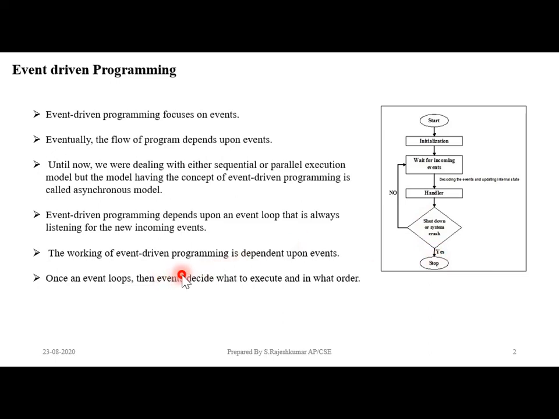The working of event driven programming depends completely upon the events. Once the event loop has been entered, the event will decide what to execute in what order. Once the event loop begins, there are several events in the programming which are put into that loop. When the event loop has been entered, it will decide according to the order in which the events have to be executed. This is called event driven programming.